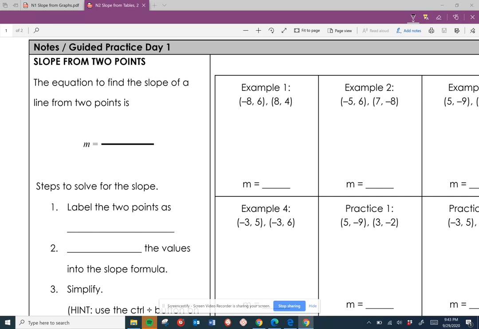Today we're going to be talking about how to find the slope from 2 points, and also from a table and an equation. So let's start off with the 2 points. You are going to use an equation.